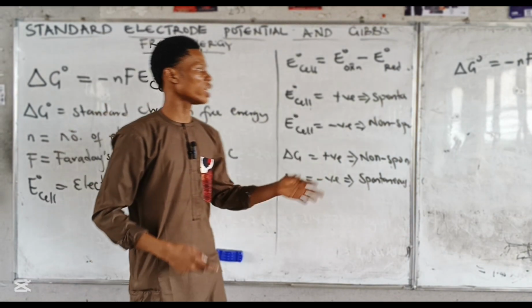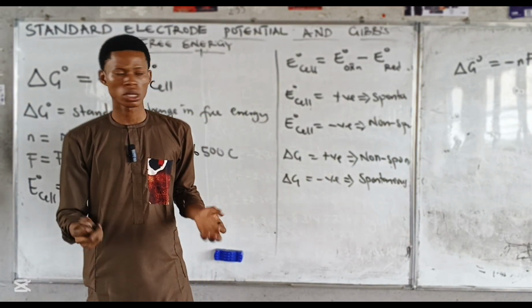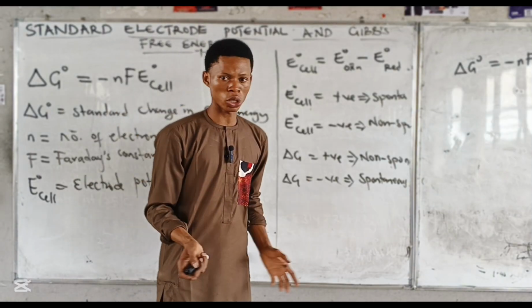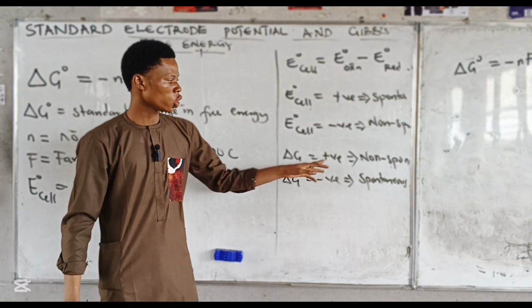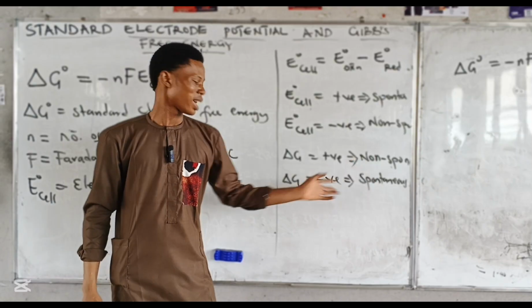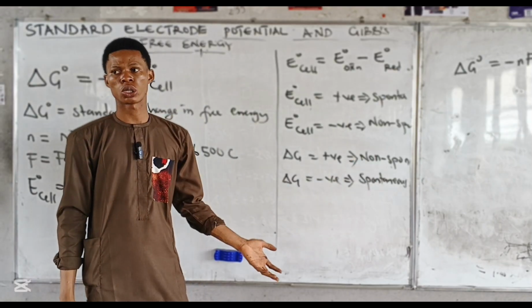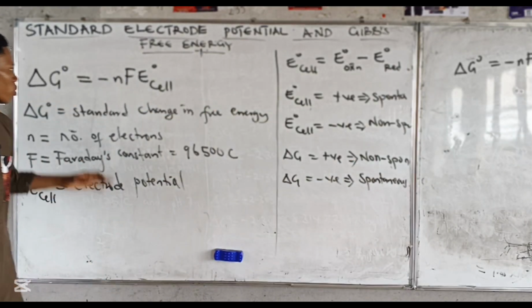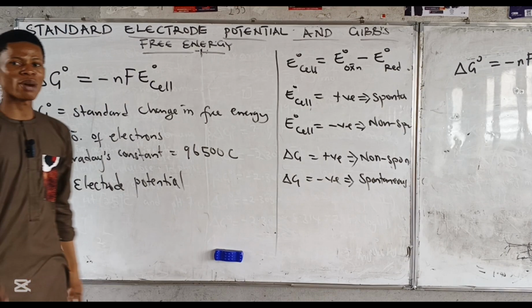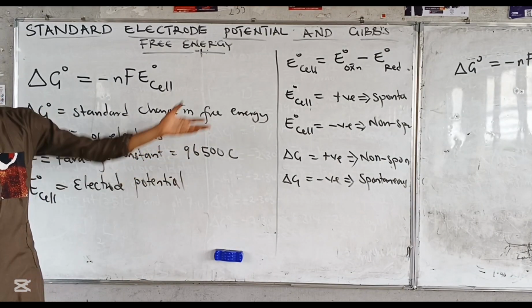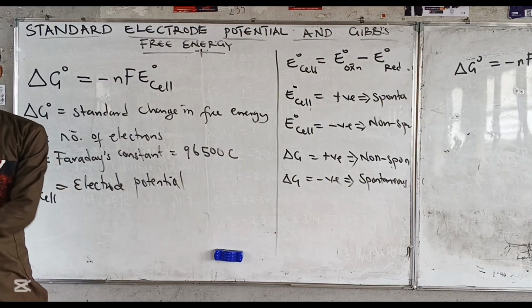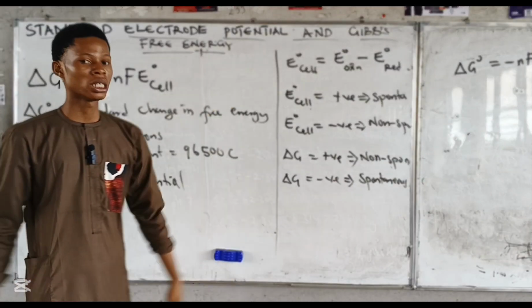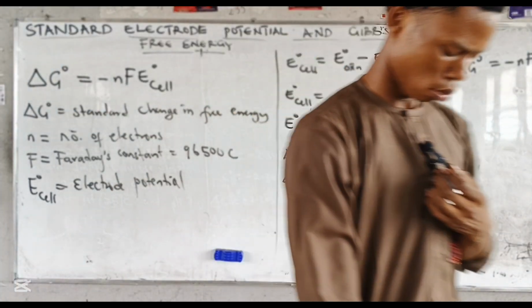So you see, it's more of a reverse of delta G. If E naught cell is positive, you say it's spontaneous. If it is negative, it is non-spontaneous. But if delta G is positive, it is non-spontaneous. And if it's negative, it is spontaneous. So now, we are going to use a practical question to see how we can apply all this when it comes in question. So write this down, then let's see how we can apply it.